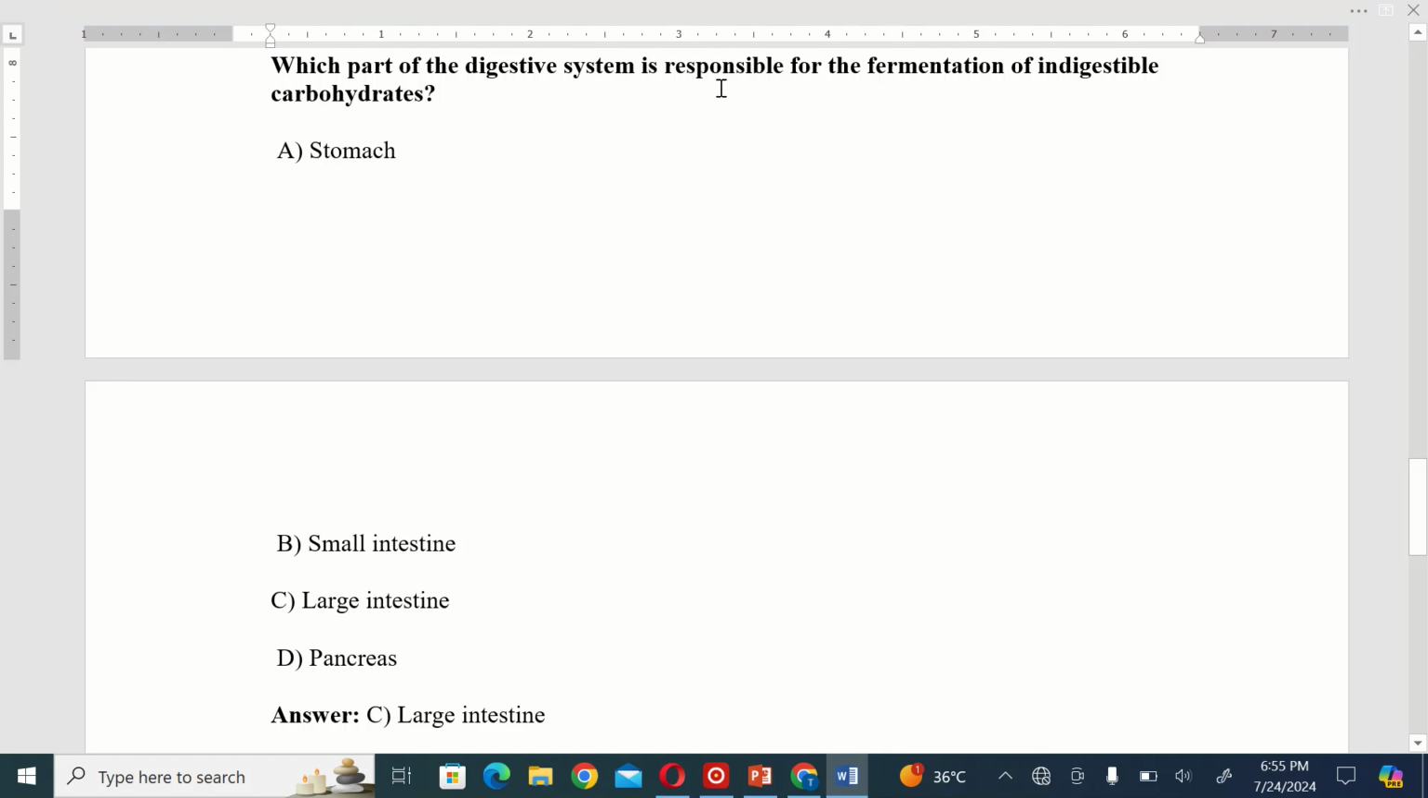Which part of the digestive system is responsible for the fermentation of indigestible carbohydrates? A. Stomach. B. Small intestine. C. Large intestine. D. Pancreas. So the correct option is C. Large intestine.